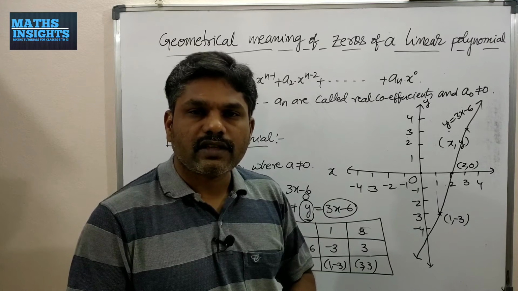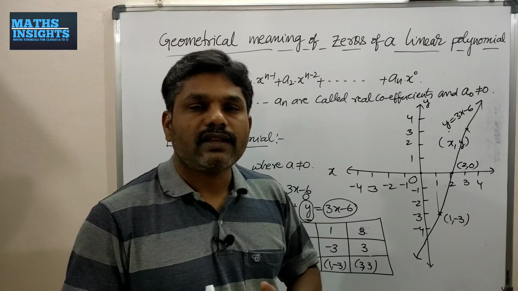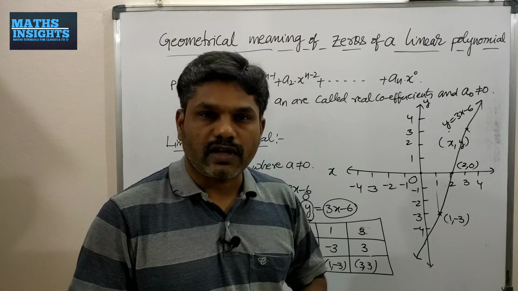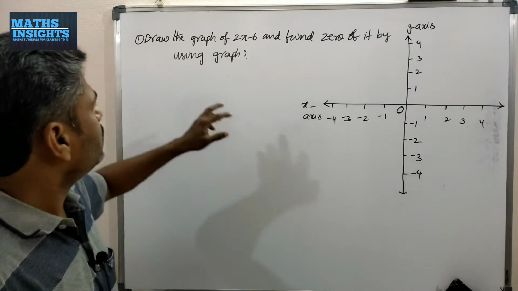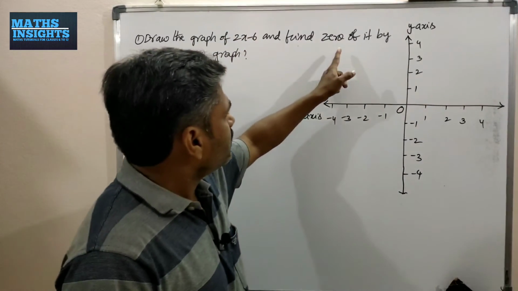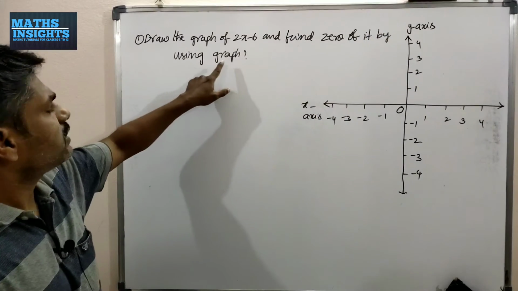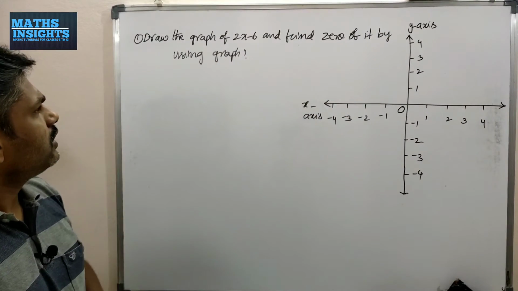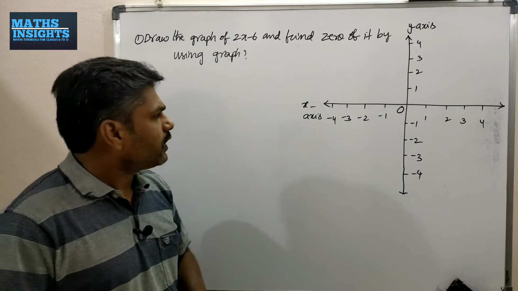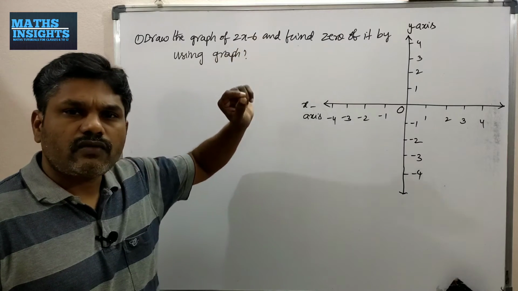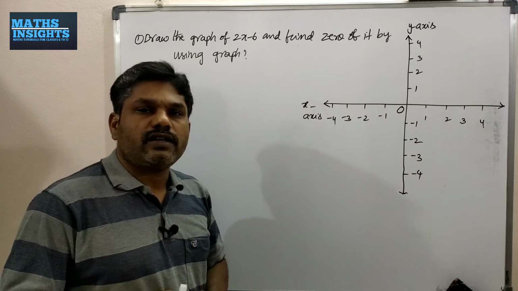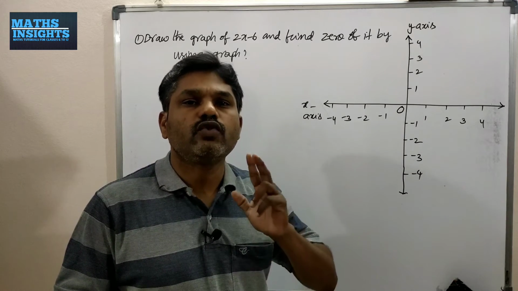We will discuss another problem clearly, then you are sure to solve this type of problems very confidently. If you see the question, draw the graph of 2x minus 6 and find the zero of it by using the graph. Very simple. See, you know very well this will have only one zero. And if you draw the graph of a linear polynomial, it is a straight line. To draw a straight line, you require only 2 points.